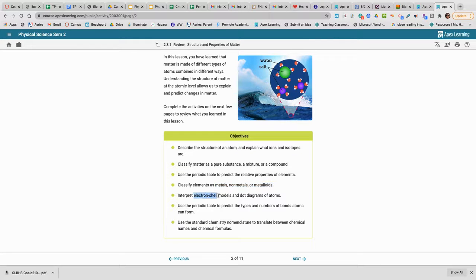Look at an electron shell model and dot diagrams of atoms. Some of this might be review for you from middle school, so it's just good to look at it again. And then use the periodic table to predict the types and numbers of bonds atoms can form. That's based on the number of valence electrons they have. And then use standard chemistry nomenclature to translate between chemical names and chemical formulas.